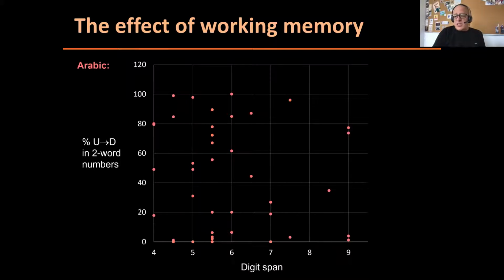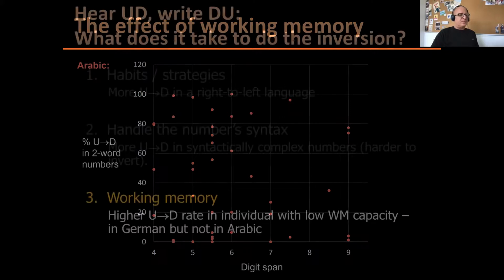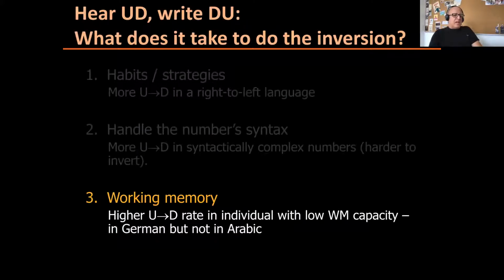So there could be two explanations. Either the working memory for some reason has an effect in German and not in Arabic, or another possibility is that in Arabic, the other factors that affect unit first writing, like the habits, are so strong that they just mask any working memory effect. So we think that our data cannot really arbitrate between these two possibilities. But we do see the working memory effect in German.